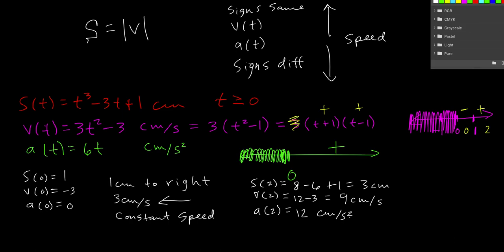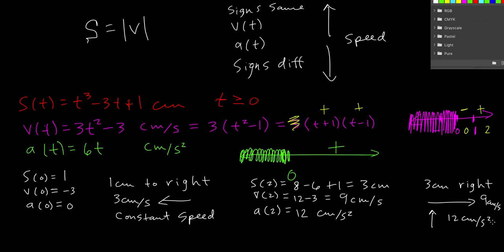Okay, so if I put that into words, we're going to be 3 centimeters to the right, because it's positive. We'll be traveling to the right. Our velocity is going to the right, and we're traveling at 9 centimeters per second. And our acceleration, we're speeding up, that's what I'm trying to say, at 12 centimeters per second squared.